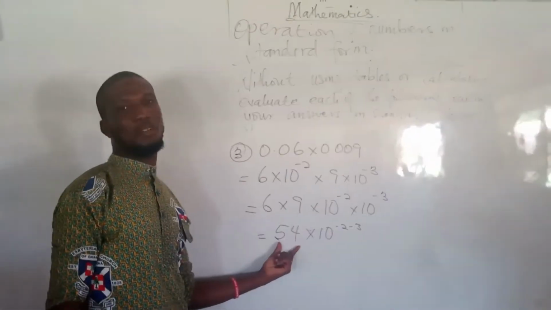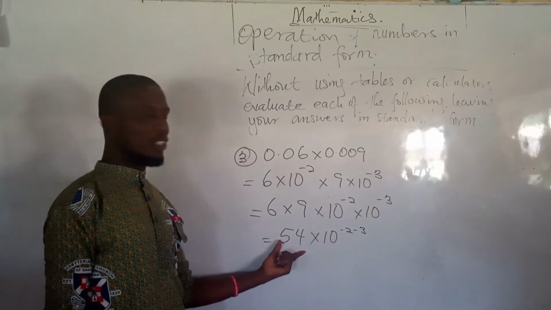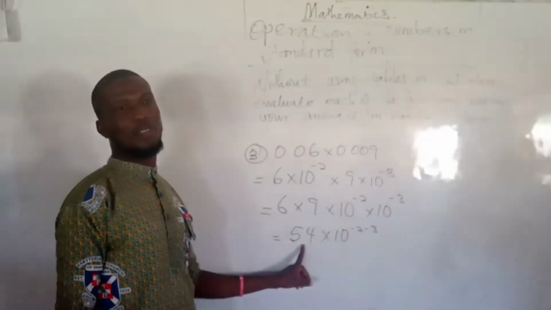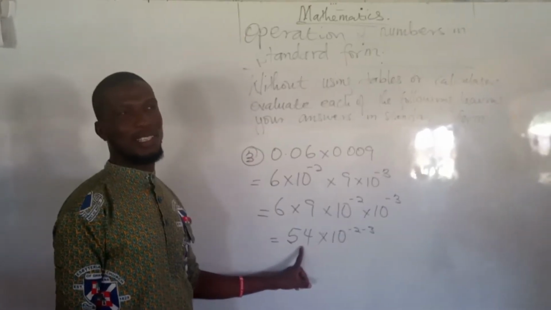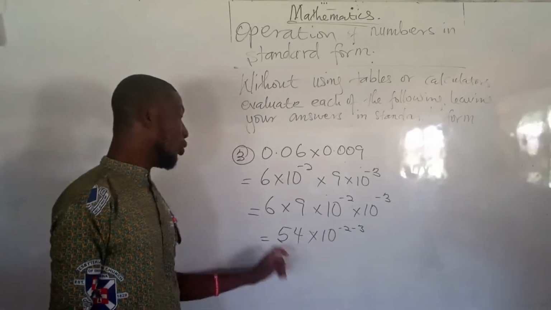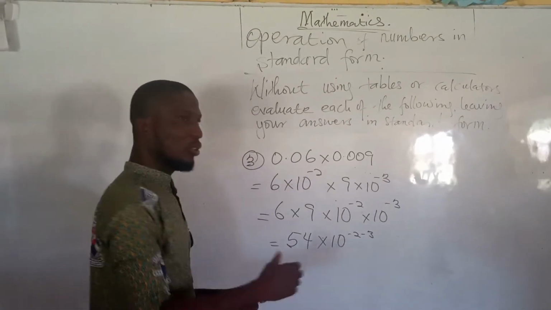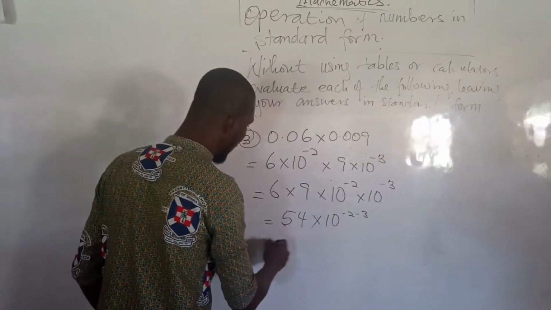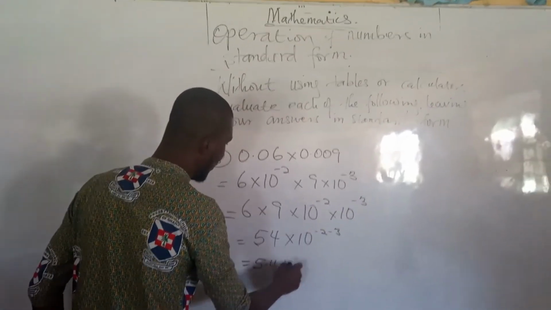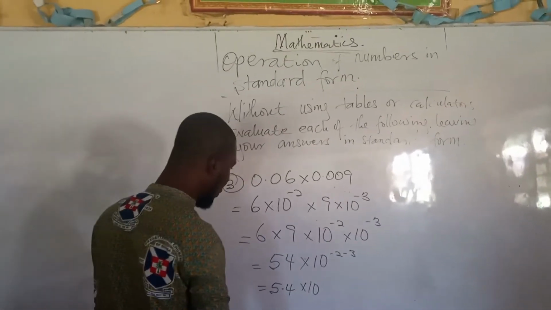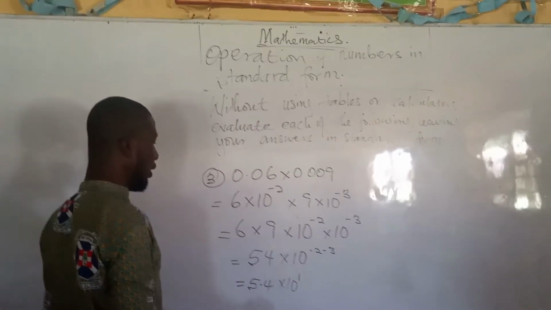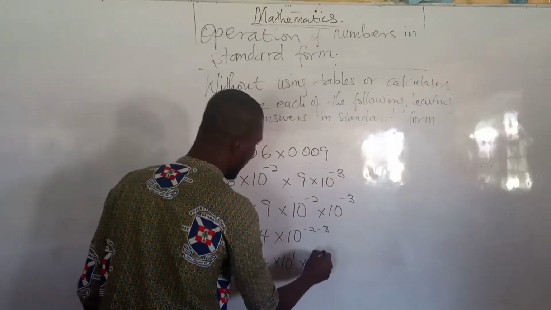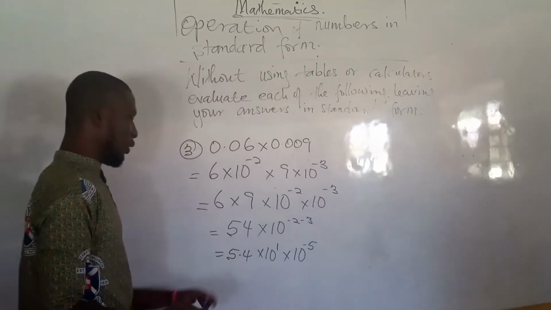This number here, remember, is 54, but it's not in standard form. Because this is a whole number, meaning the decimal point is here. But the decimal point is supposed to be between the 5 and the 4, which are the first and second significant figures respectively. So we are going to change that to standard form while we work this one alongside. This one alone will give us 5.4 times 10 exponent 1, because we have moved the point to the left. Then times 10 exponent negative 2 minus 3, which is negative 5.